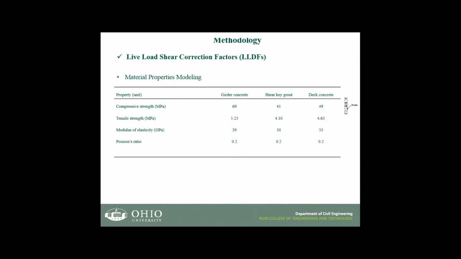For material properties, this is the table showing the material properties, which includes compressive strength, tensile strength, modulus of elasticity, and Poisson's ratio. The compressive strength values were measured in the lab. We took some samples during the bridge construction and transferred them to the lab to measure the compressive strength and the tensile strength. And we used the LRFD to calculate the modulus of elasticity.